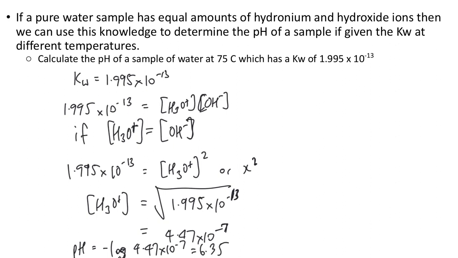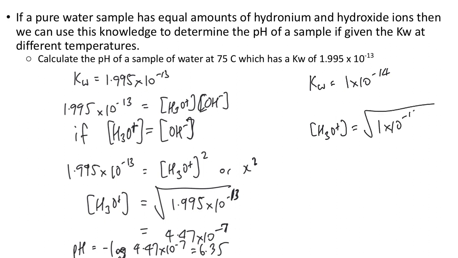Okay, all right. If Kw is equal to 1 times 10 to the negative 14, if you do this same equation, the concentration of H3O plus is equal to the square root of 1 times 10 to the negative 14. That happens to be equal to 1 times 10 to the negative 7. And if you work out that pH, that is pH 7.